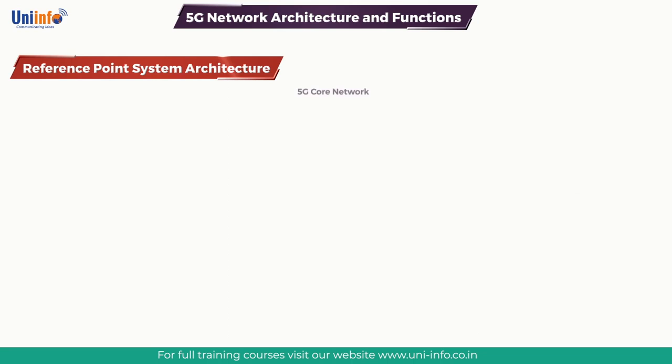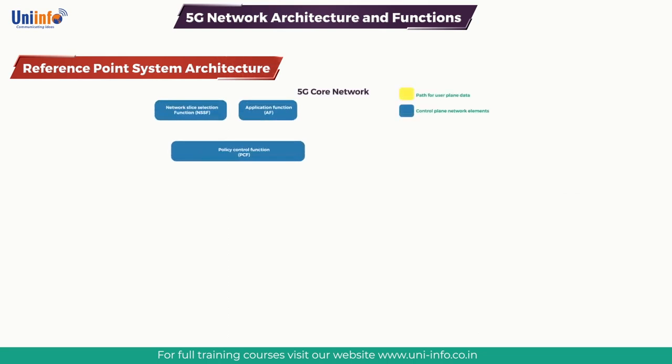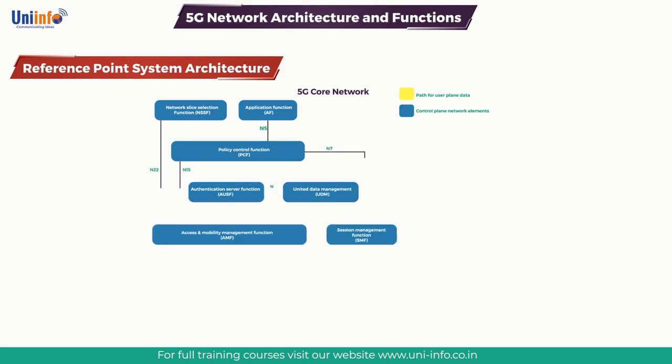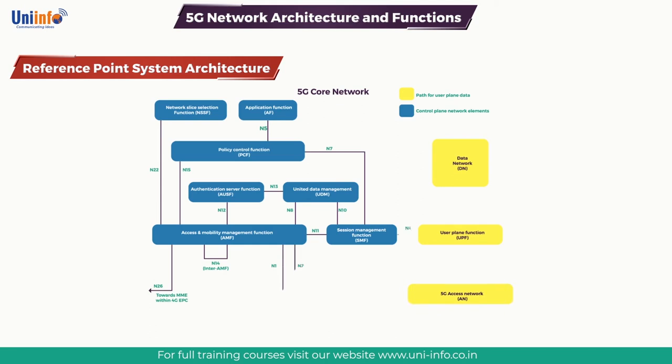The 5G system reference point architecture is shown on the screen. This architecture specifies a set of network elements and a set of point-to-point interfaces which interconnect those network elements. The functionality associated with each network element is described separately later on. Here, the figure on the screen shows the separation of the user plane and control plane functions.